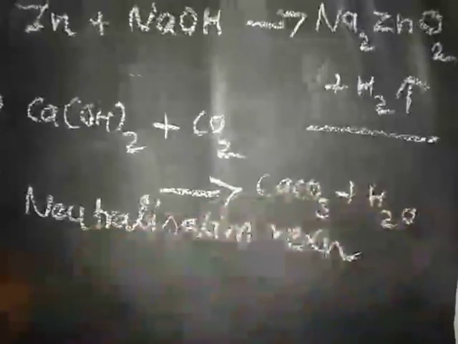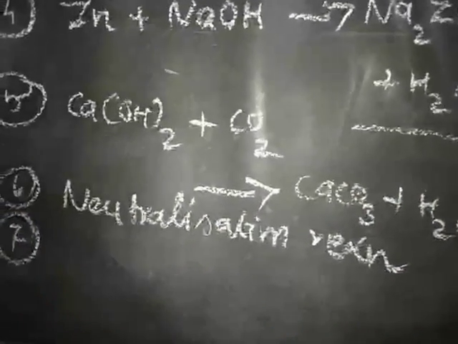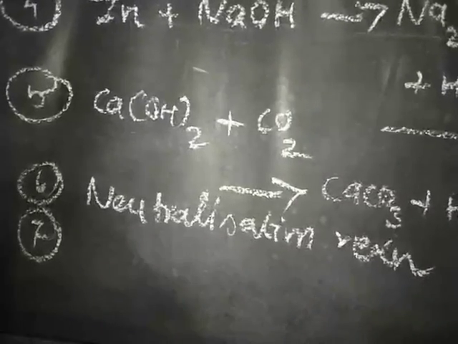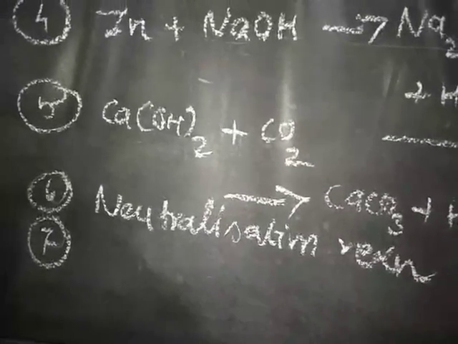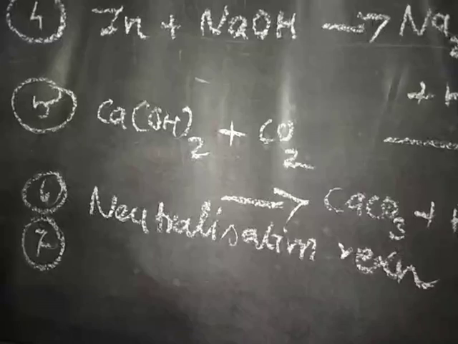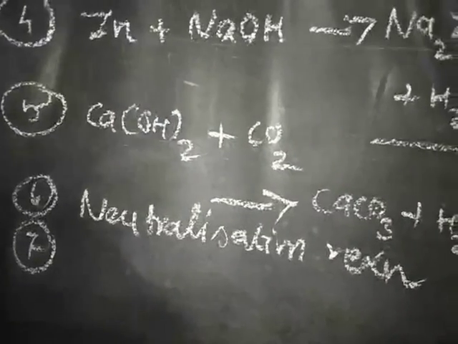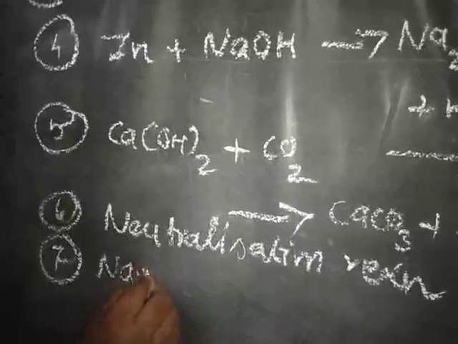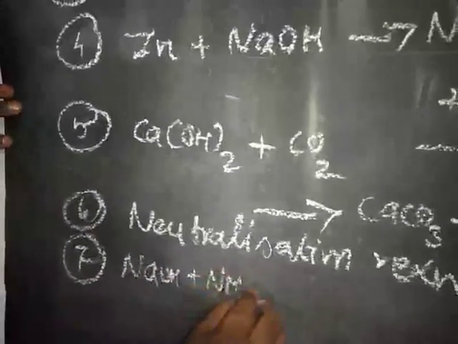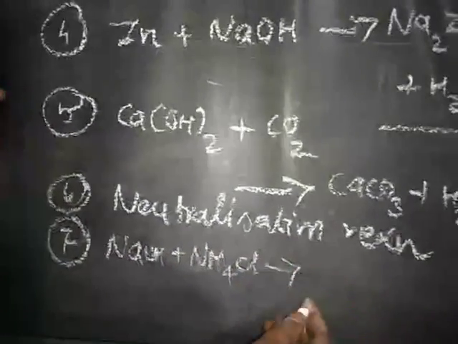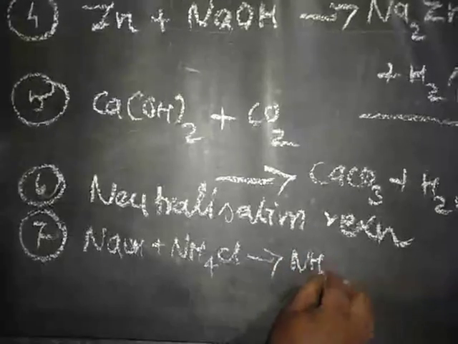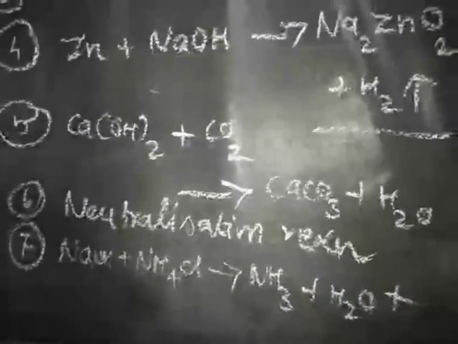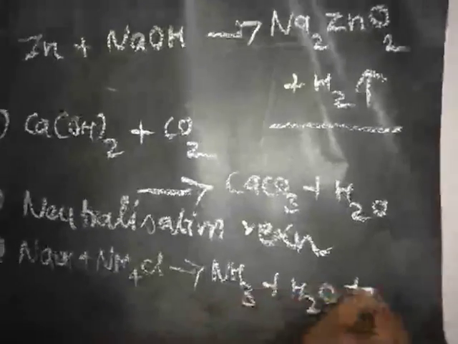Neutralization reactions. Next, the seventh one: on heating with ammonium salt, bases give ammonia gas. For example, sodium hydroxide plus ammonium salt, NH4Cl, gives ammonia gas plus water plus NaCl.